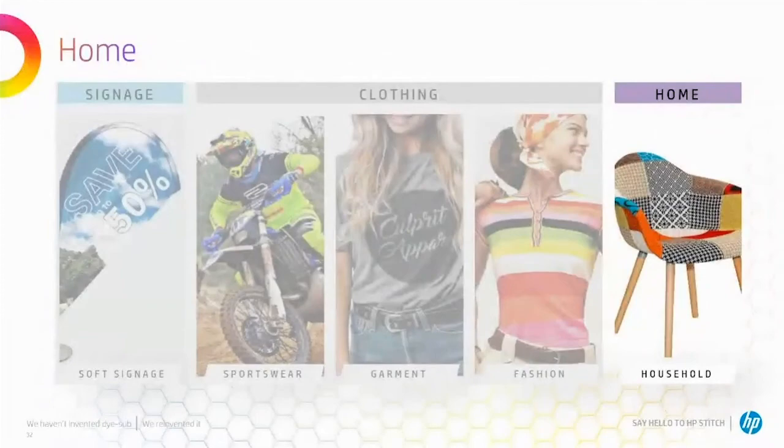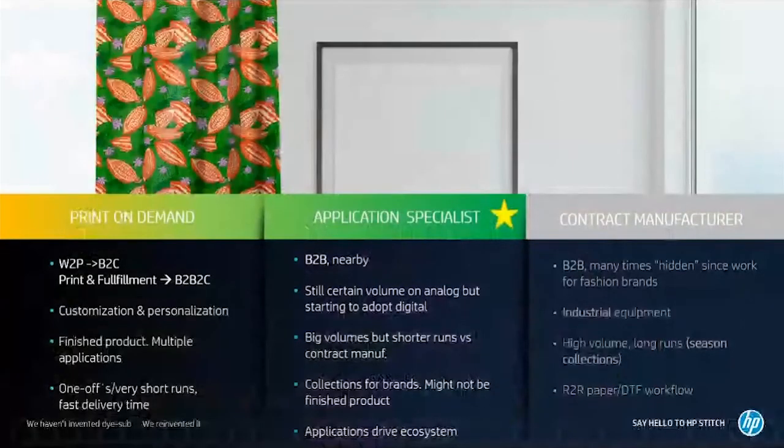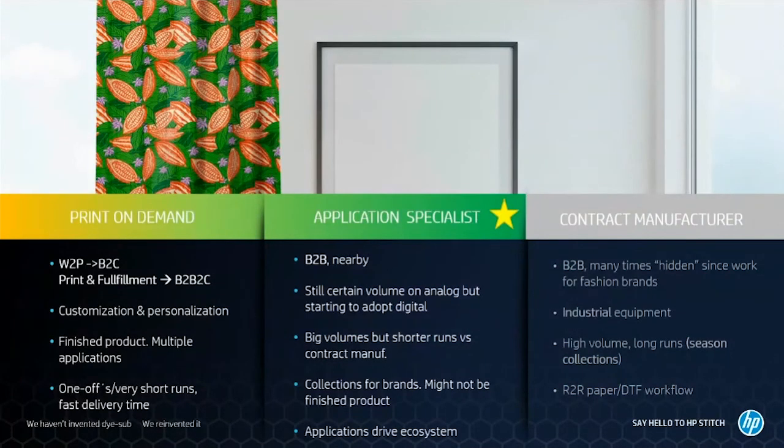So home decor, interior decor, 3 different segments here. So print on demand, you have a web to print or a B2C. You have your application specialist, which these guys are going to mainly be analog printers, offset printers that are looking into digital or utilize digital in a small form because they have to, because their customers are asking. And then your contract manufacturer.